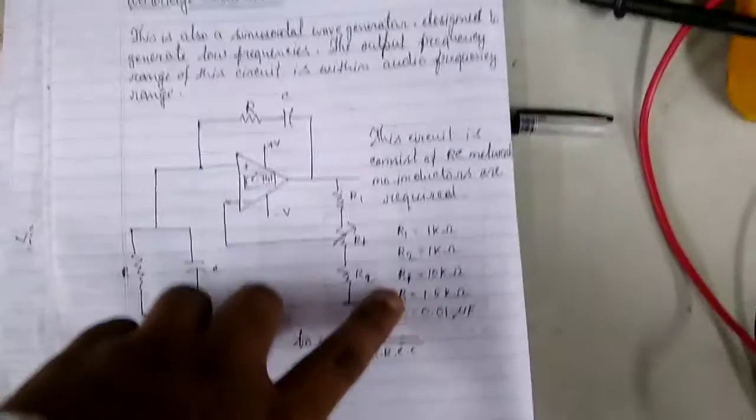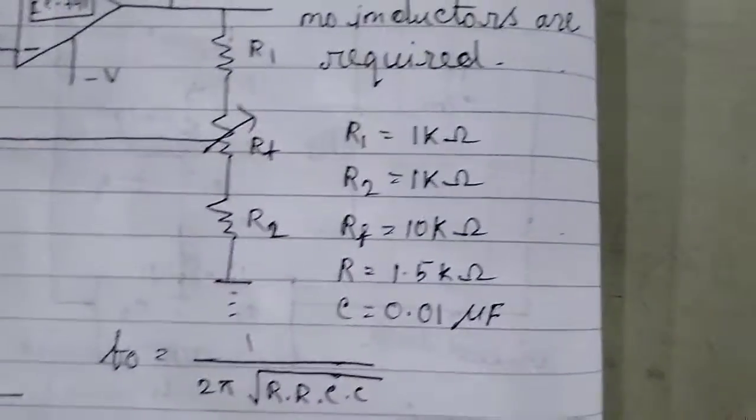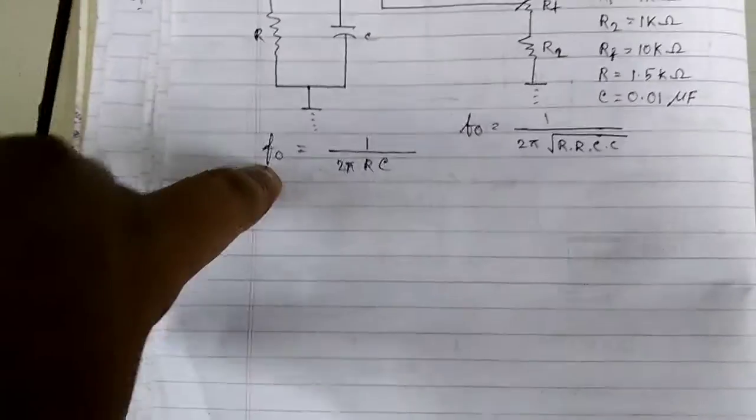So if the values of R and C are 1.5 kilo ohm and 0.01 microfarad, what should be the value of f0? Calculate this.